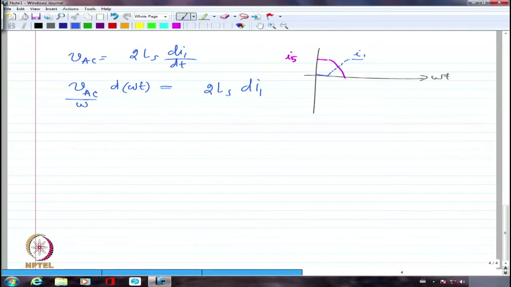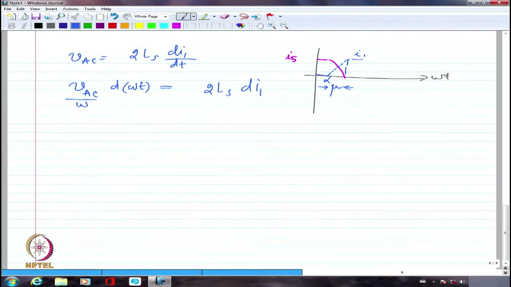And device 1 was fired at alpha. I expected the current to abruptly rise to full value. It didn't happen. And there is an overlap. That overlap interval many of the books call as mu, so I am going to use the same notation, mu. For a duration of mu, this rise in the current happens slowly. And the rise in the current is happening slowly because of the source inductance. That is what is actually making it slower.